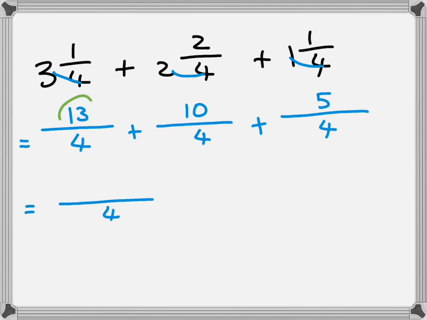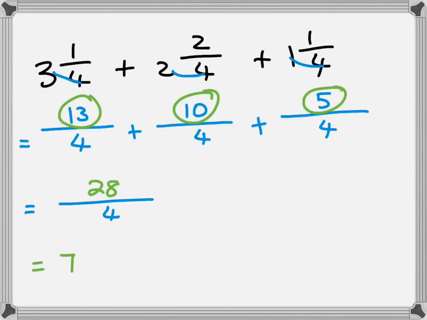Okay, 13 plus 10 is 23, plus 5 is 28. 28 over 4 is an improper fraction. We're going to change it back into a mixed number. Well, it's actually going to become a whole number. Look at that. 4 can go into 28 exactly 7 times, so there isn't even a fraction left. That one worked out very nicely. I hope it didn't trick you when you did it at home.